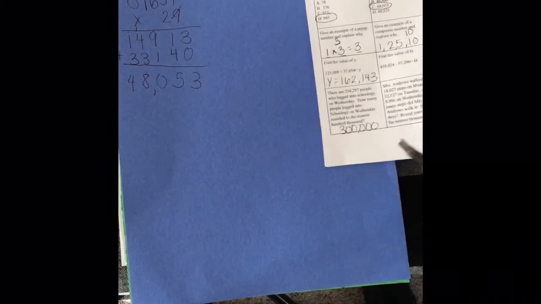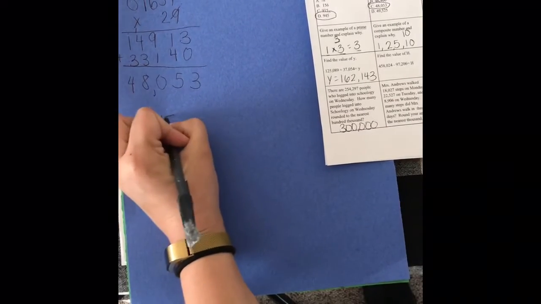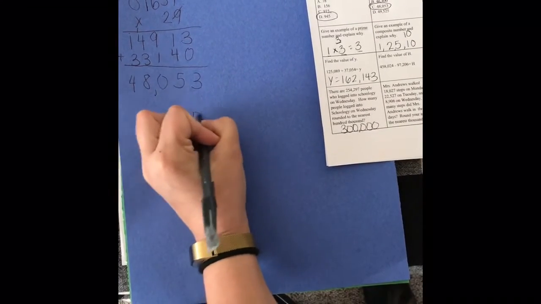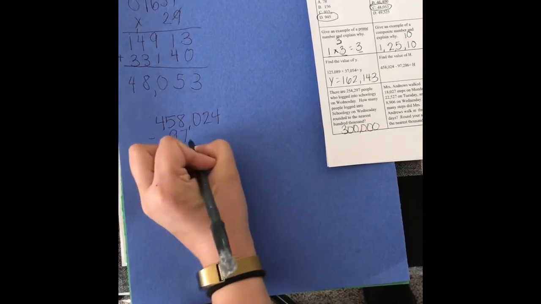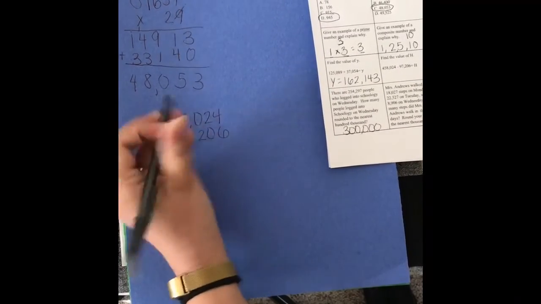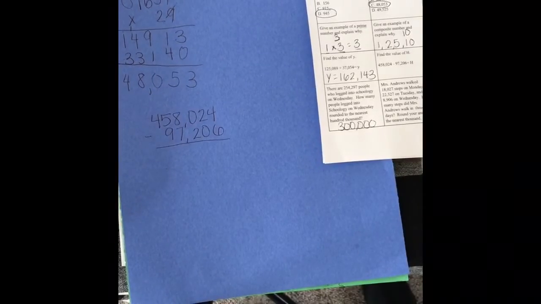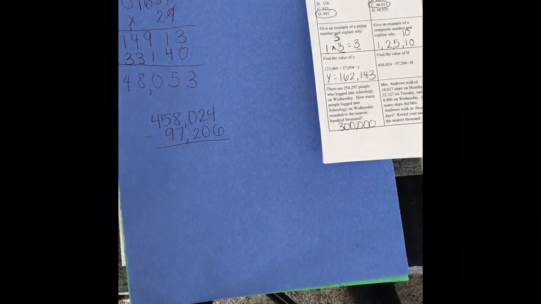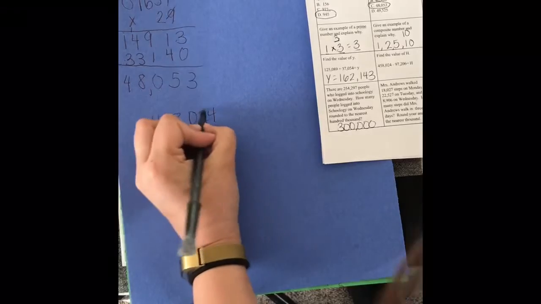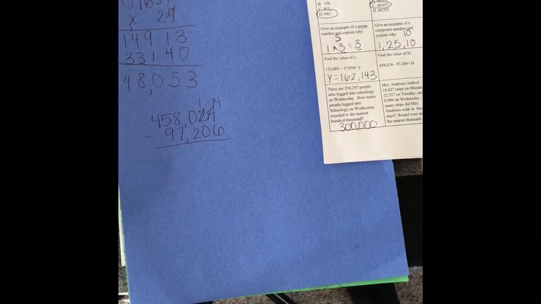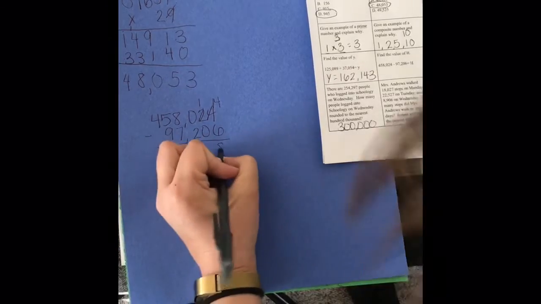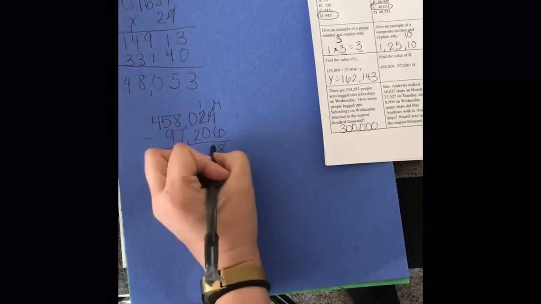So we're going to go ahead and subtract 458,024, and we're going to take away 97,206. We've got to start in our ones place. Can I have 4 and take 6 away? No, so I need to borrow. Now I'm going to do 14 minus 6, which should be 8. 1 minus 0 is 1.